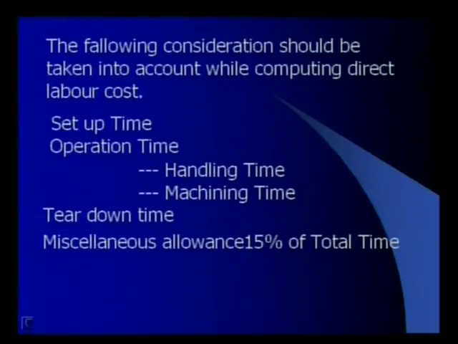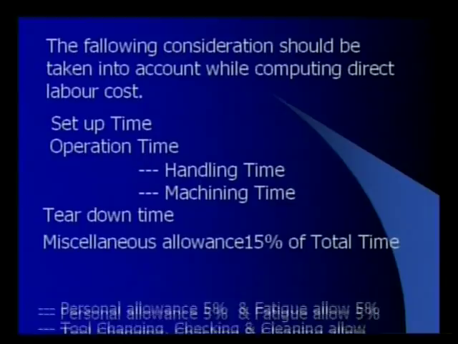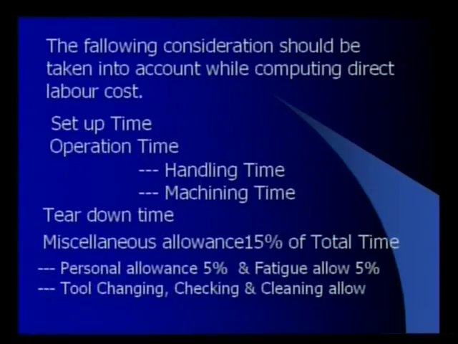Next, miscellaneous allowance, which will be almost 15% of the total manufacturing time. In this one, we can see several allowances, that miscellaneous allowances we can see in the form of personal allowances, that is around 55% of the total manufacturing time.